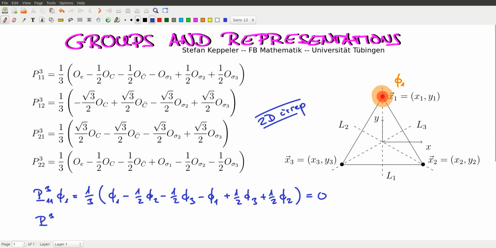Now if we apply P^3_{1,2} to phi 1, then we know automatically that this has to be 0 too. Because if we fix the first index here, then we always extract the same expansion coefficient in the expansion of phi 1 in this irreducible basis. So if it's 0 here, then it's automatically also 0 here. Either we get a set of functions transforming in this irrep, or we get 0. Now let's look at the other two.